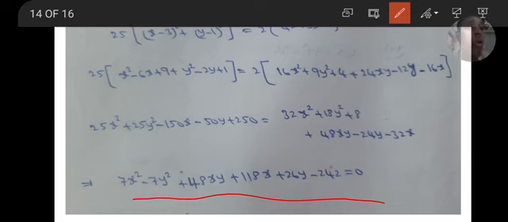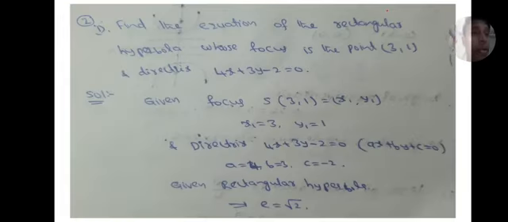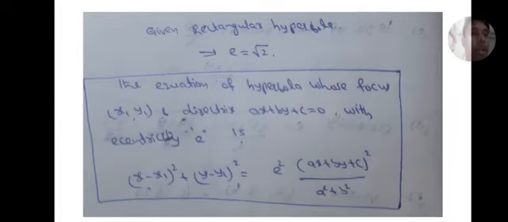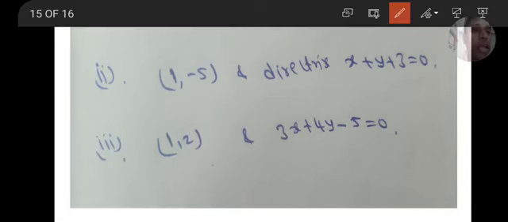So here, only one point is given: for a rectangular hyperbola we have to take e equal to root 2, and take the remaining focus and directrix and substitute in this formula. Okay, next homework problem. Focus is (1, minus 5) and directrix is x plus y plus 3 equal to 0, same model. And focus is (1, 2) and directrix is 3x plus 4y minus 5 equal to 0. Okay, do these homework problems.